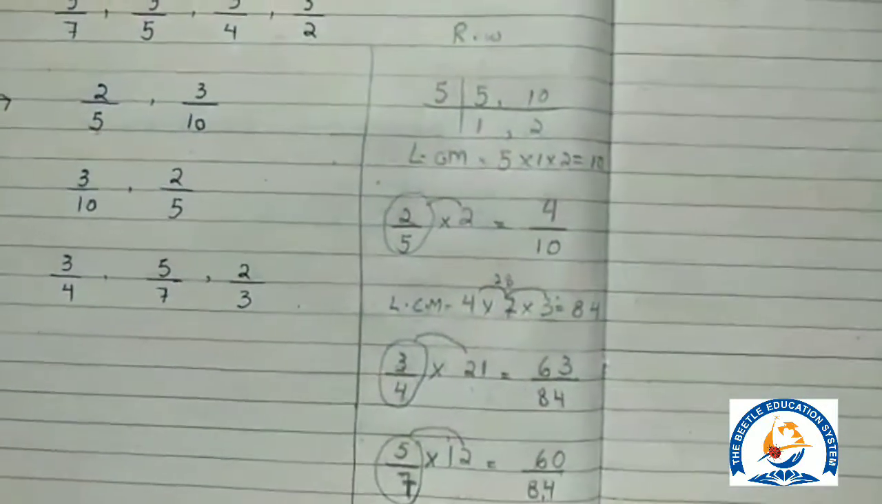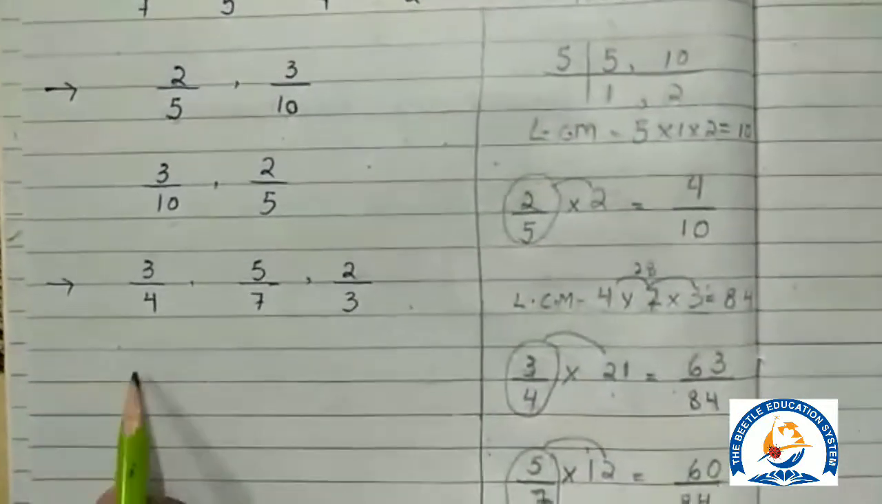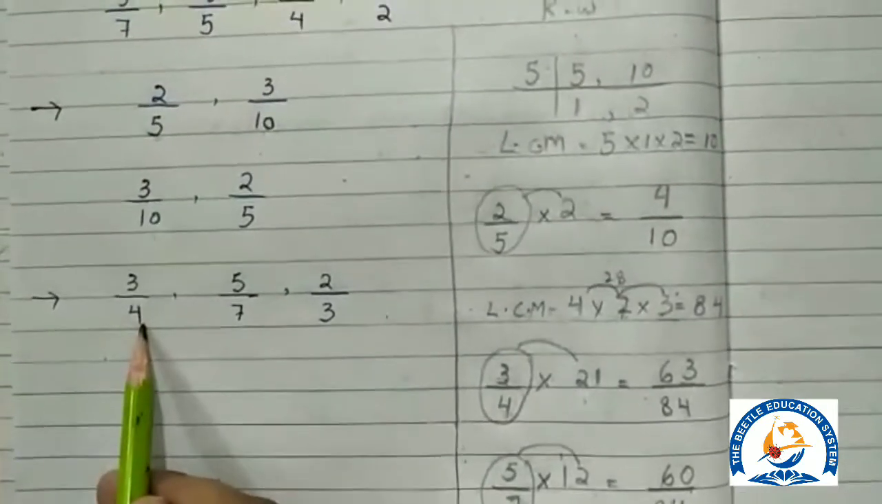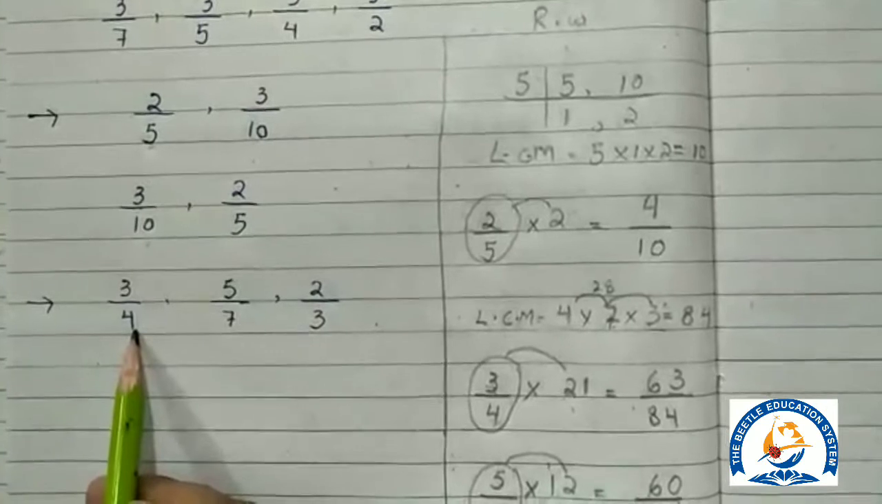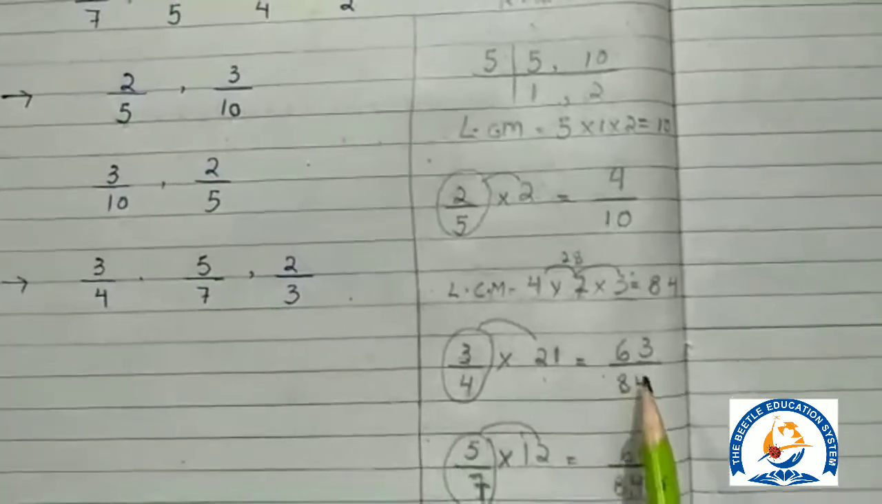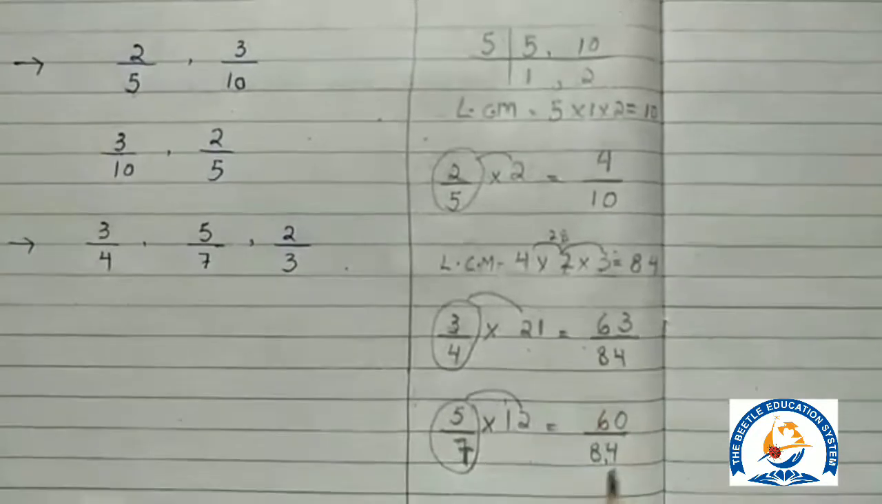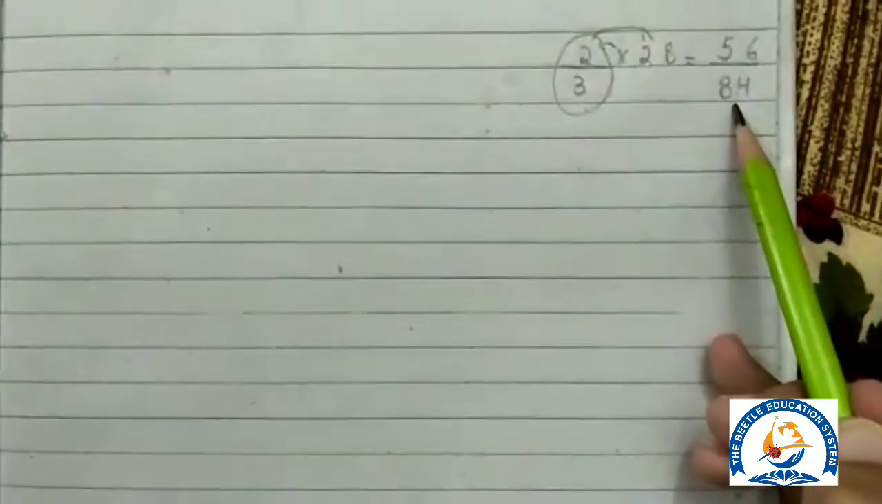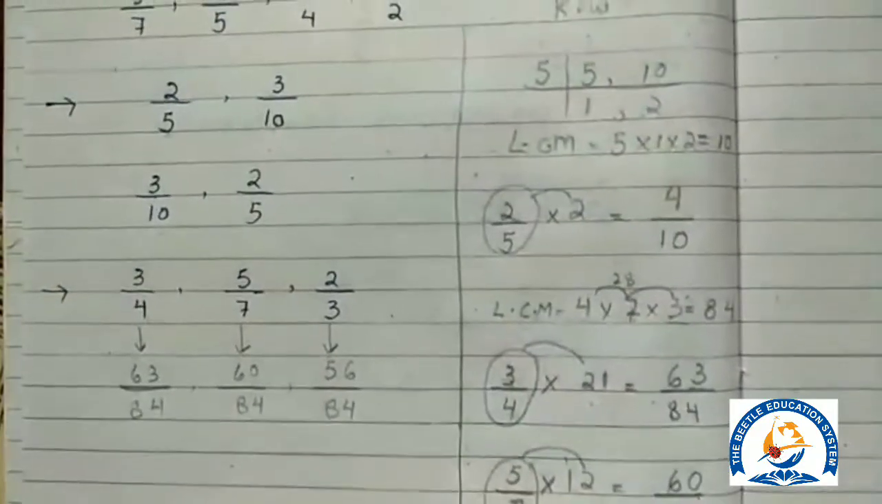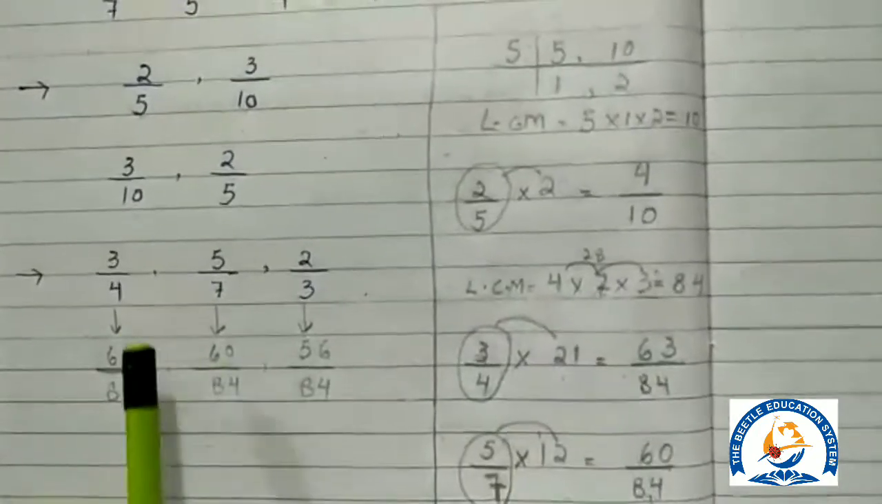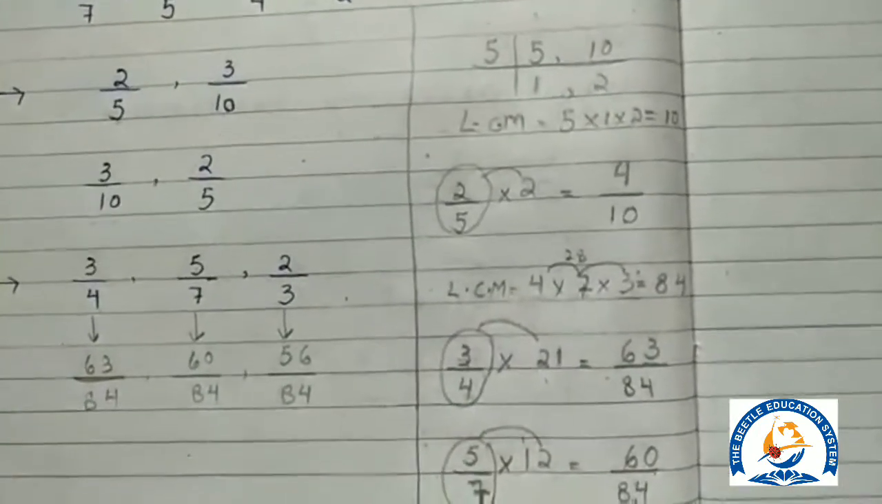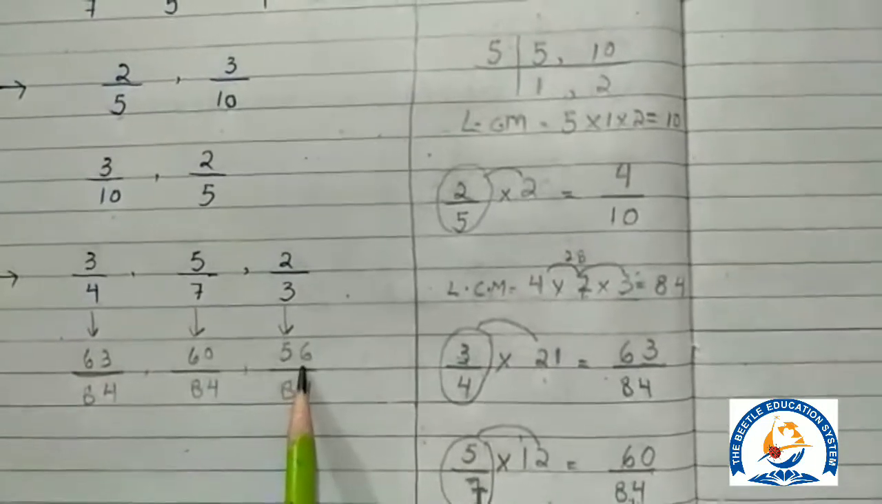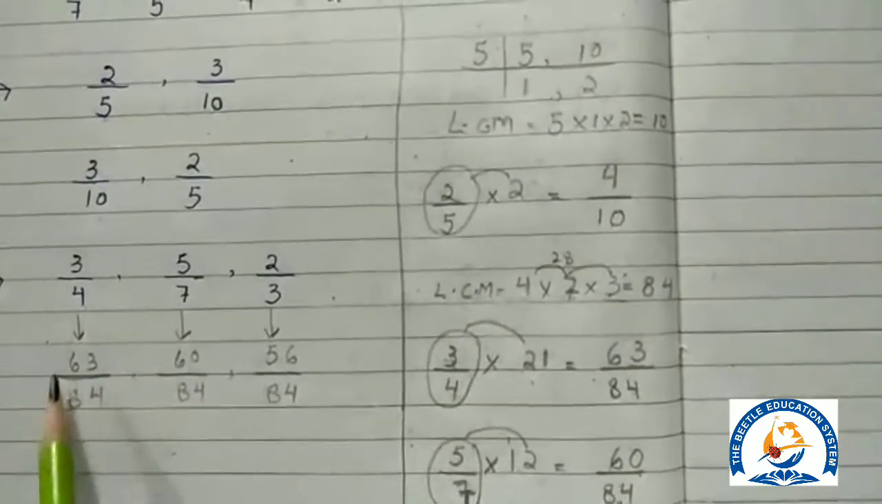look, the equivalent fraction to the first fraction is 63 upon 84, the second fraction is 60 upon 84, and for the third fraction we got 56 upon 84. 56, 60 and 63. I wrote here the equivalent fractions. You can see here the smallest is 56, then 60, then 63.